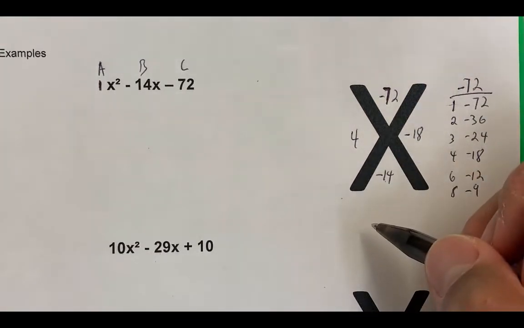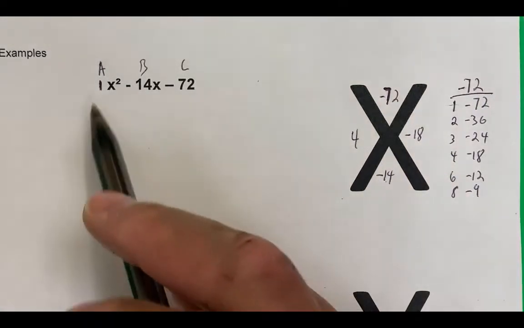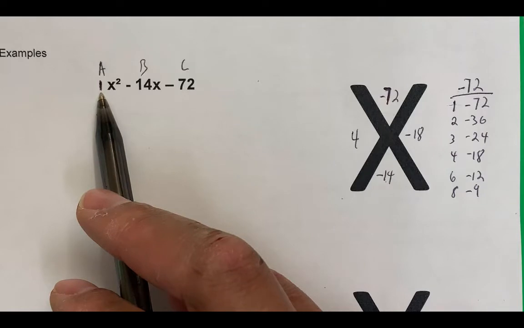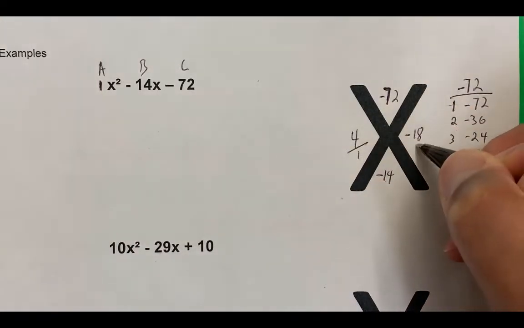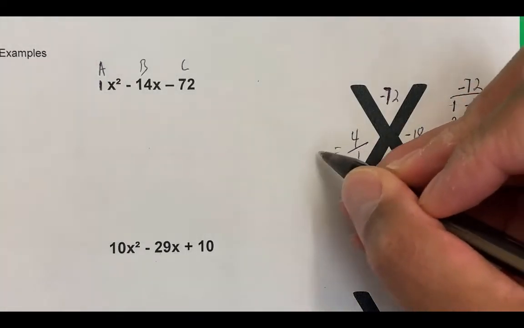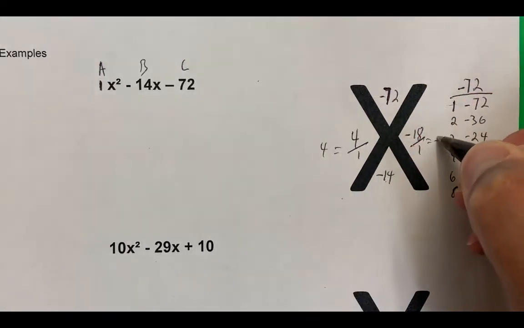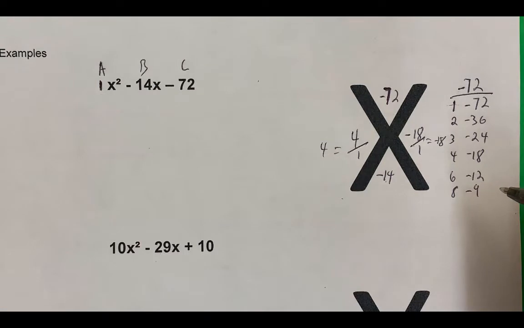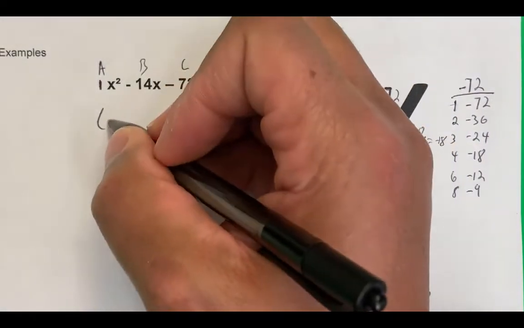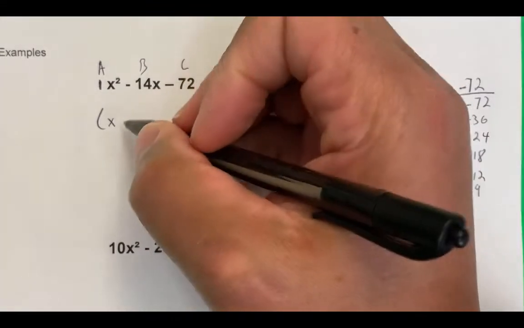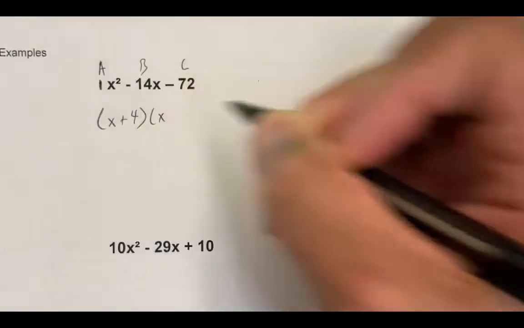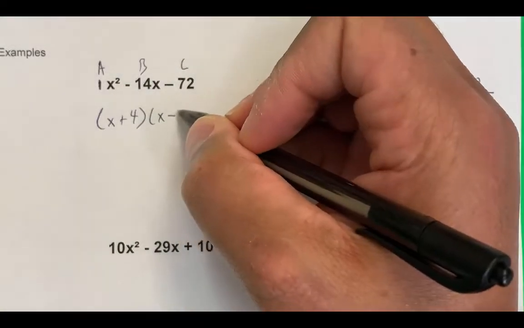Now, my next step, if you'll remember, was I have to divide everything by A, but here, what's nice, A is 1. So if I divide this by 1, divide this by 1, they're already simplified. I don't really have to do anything. This is just 4, and this is just negative 18. So now it's just put my numbers in parentheses: x plus the first number, x plus 4, times x plus the second number, negative 18.